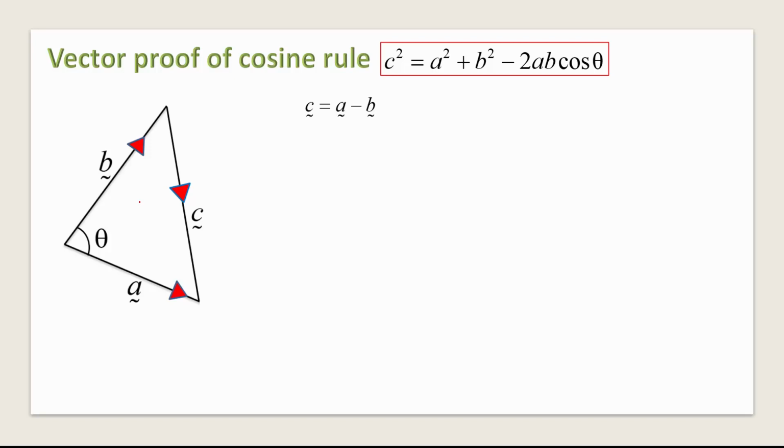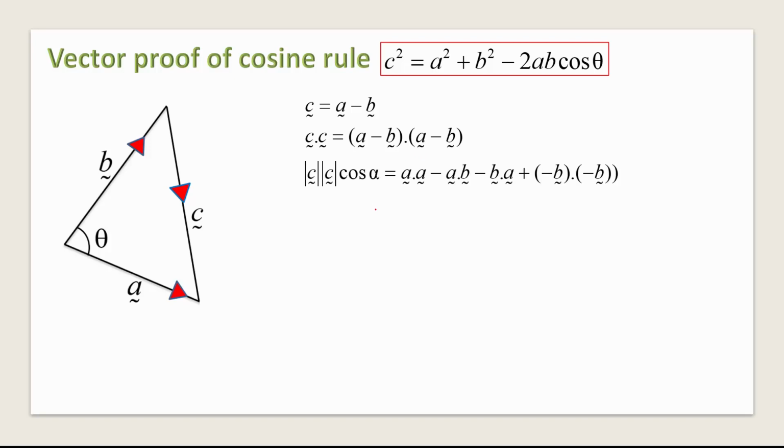So we start by writing vector C in terms of vector A and vector B. So C will be A minus B. And then we take the dot product of both sides, like that. And then apply our definition for the dot product. Firstly, on the left, C dot C is the magnitude of C times the magnitude of C times the cosine of the angle between them, which I'm calling alpha.